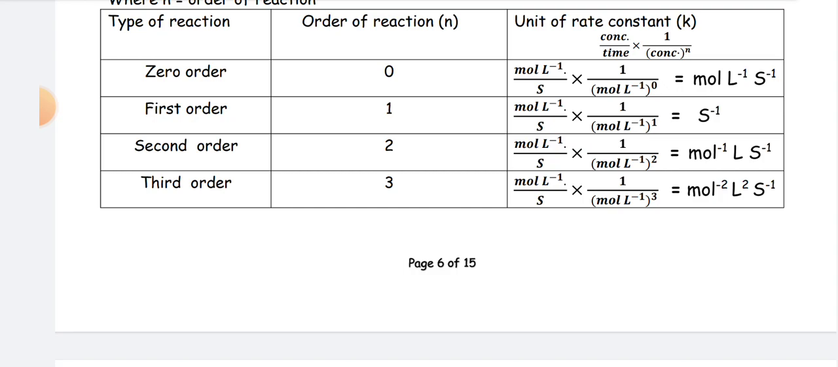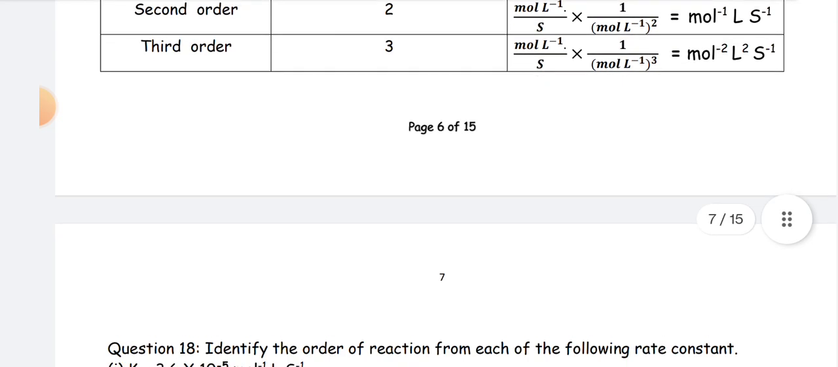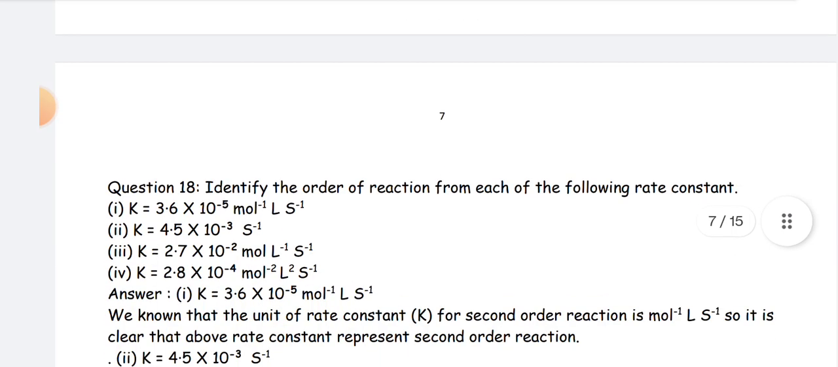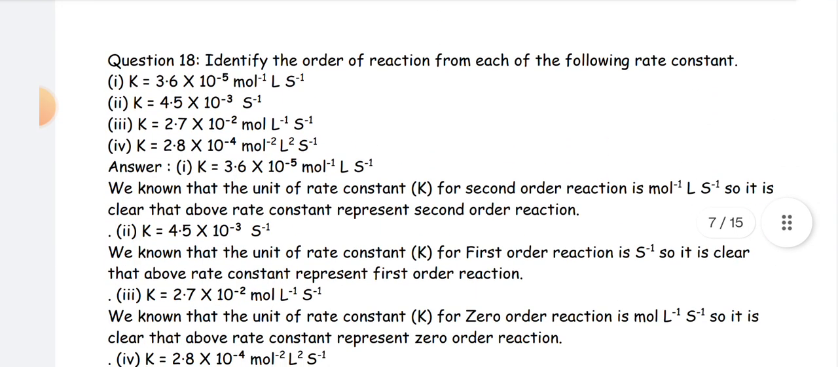So please all students practice and more practice for finding out the rate constant. Units depend on 0, first, second and third order reaction. And this question 18, please solve this.